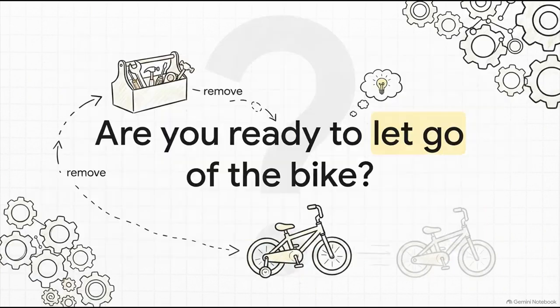Which leaves us with this final thought. Equipping your learners with scaffolds is deeply important, but having the courage and the strategy to systematically remove those scaffolds, that is where the magic truly happens. It's really the only way they become independent thinkers. So I leave you with this. Are you ready to let go of the bike, step back, and watch your learners ride away entirely on their own?